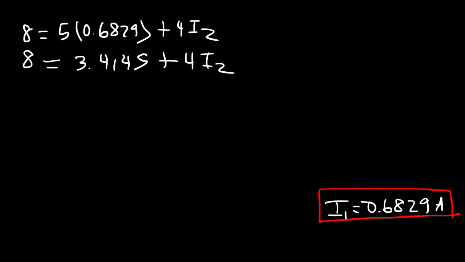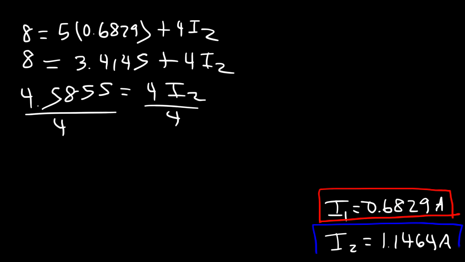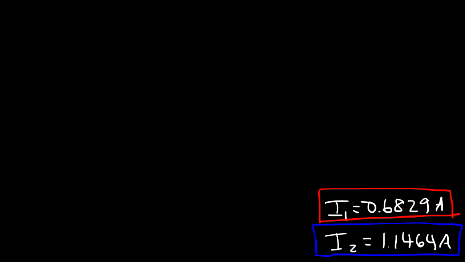So 8 minus 3.4145, that's 4.5855, and that's equal to 4I2. So to calculate I2, we need to divide both sides by 4. So I2 is 4.5855 divided by 4. And so I2 is 1.1464 amps. Now let's analyze the circuit completely.